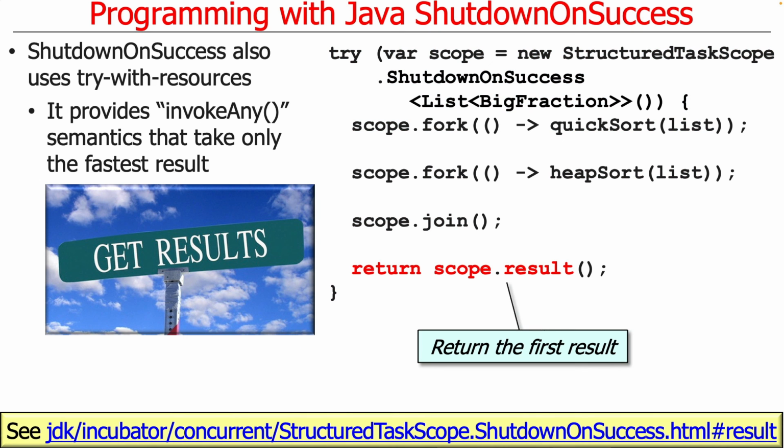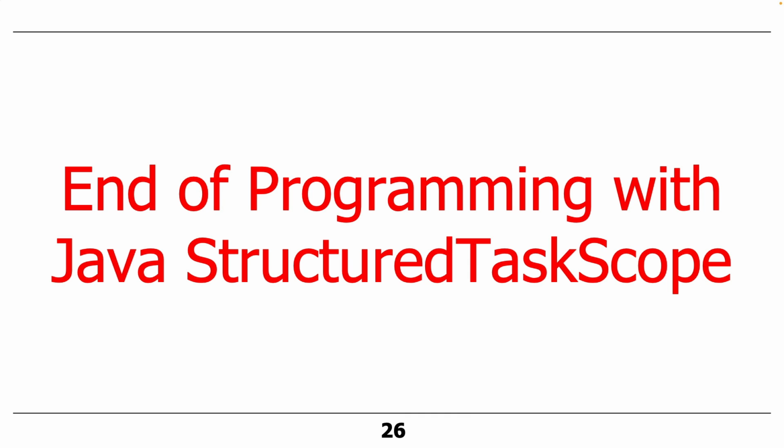So it's an interesting example. If you go and look at the EX3 case study, it shows both shutdown on failure and shutdown on success. OK, so that's the end of this particular discussion, which took a little longer, but it was worth it.